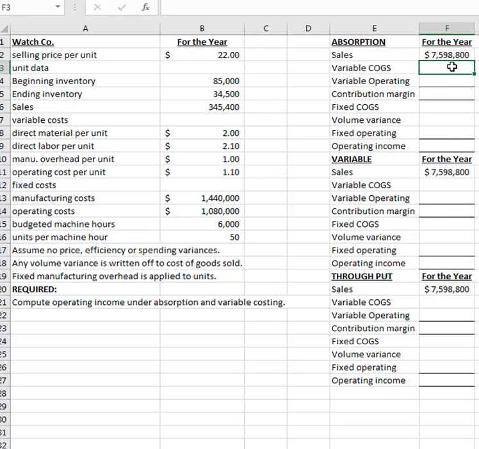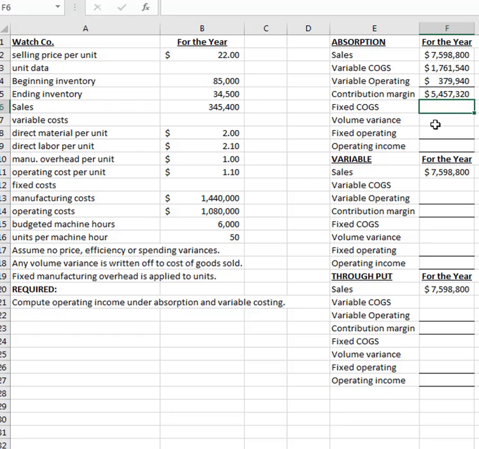All right, so variable cost of goods sold. So the variable cost per unit is material plus labor plus manufacturing overhead. Add those together there, get our order of operations correct. And that's going to be times units sold. Then variable operating times units sold. So now we get the contribution margin, which is sales minus the variable cost that we have. And we have the contribution margin.